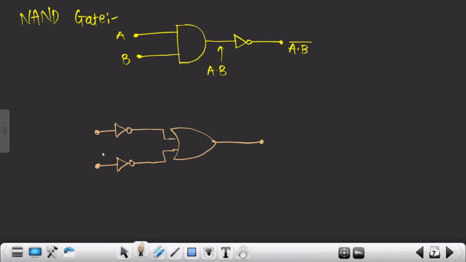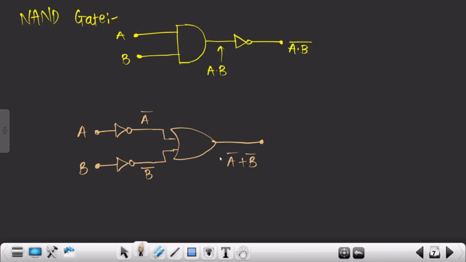Okay, this is the NOT gate. So this is your A, right? This is your B. If you are providing two inputs, over here you would be getting A bar, over here you would be getting B bar, right? And at the end of the OR gate you are getting what? A bar plus B bar.